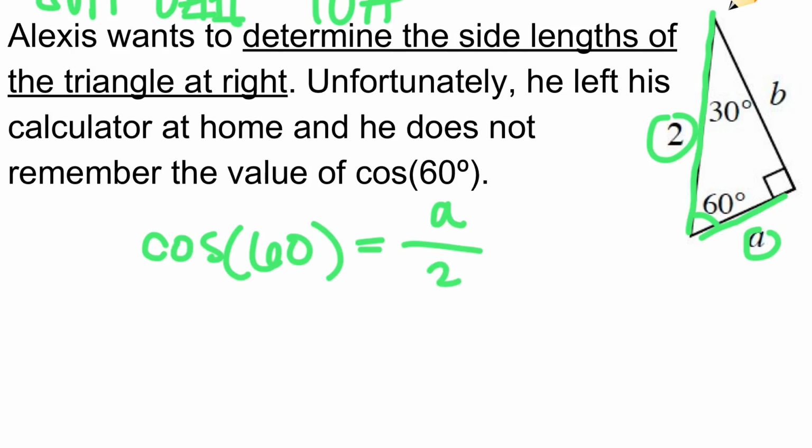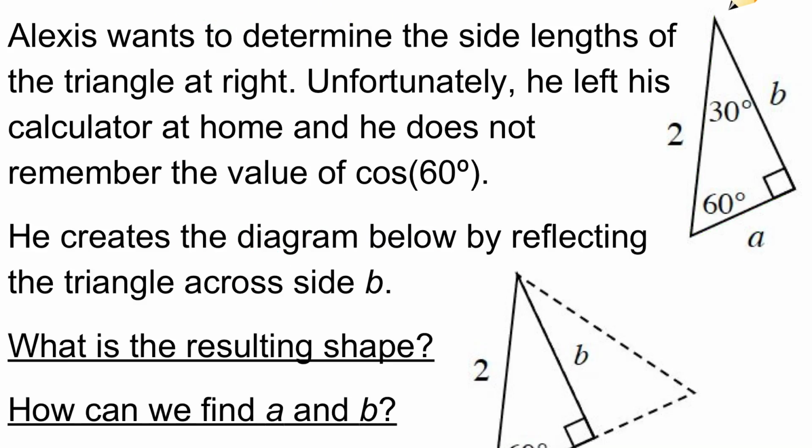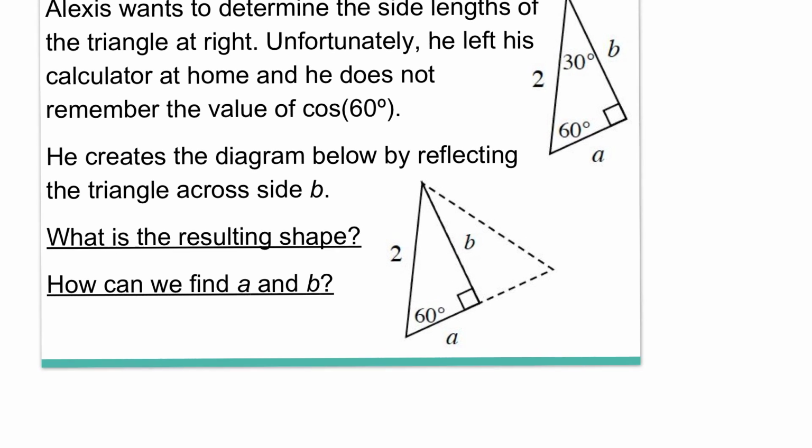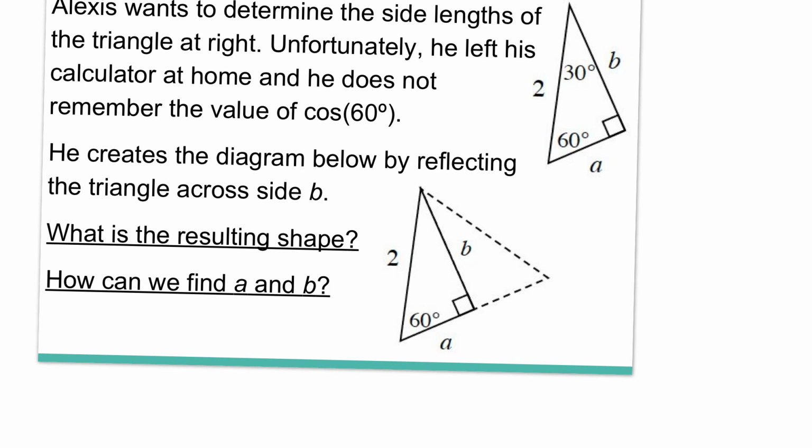Now let's take it a step further to the next part of this. So for this part, I'm telling you that he creates the triangle by reflecting the triangle across side B. So he got this part right here and pretty much made 2 of these triangles right here. What is the resulting shape? Now, I want to challenge you to maybe pause the video and try to see if you can figure out the sides. But if you need a couple hints, I will tell you that, let me get some different colors.